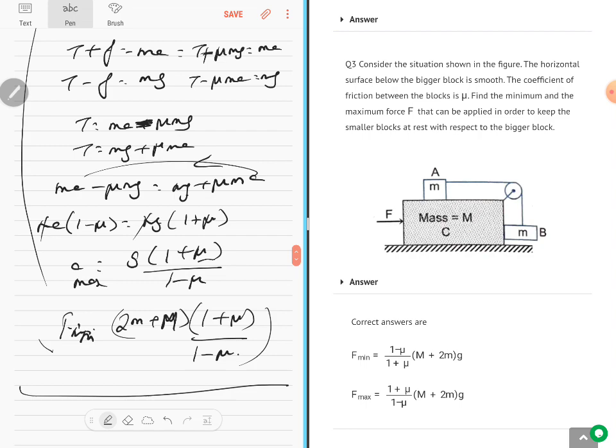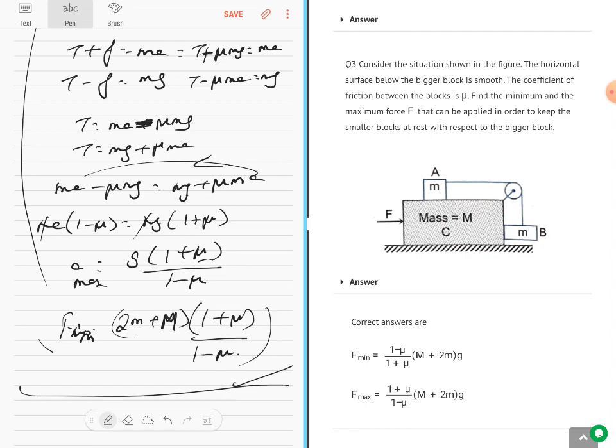The force has to lie between these two values, so that here it's just beginning to slide, and there it's just beginning to slide the other way, so that will be the force that keeps the small block at rest with respect to the bigger block. Whenever they ask you for the maximum and minimum force, you have to assume first that it is not moving, then that it is moving, and define the lower and upper limits. When it is not moving, the friction's direction is in one direction. When it starts moving, it's in another direction.